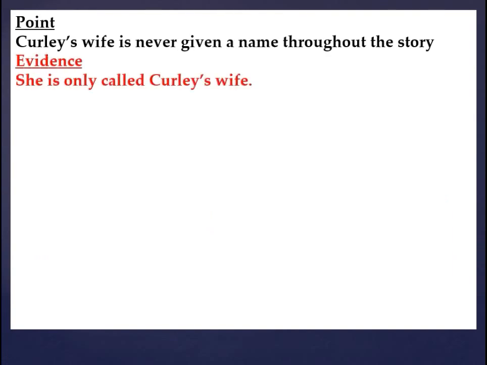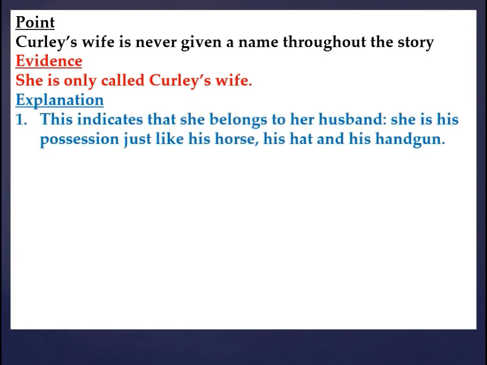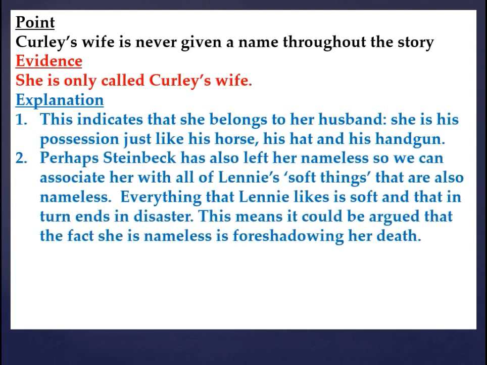My evidence is she's only called Curley's wife. My first explanation is this indicates that she belongs to her husband. She is his possession, just like his horse, his hat and his handgun. Then I'm going to talk about the thing I talked about with Lennie's soft things. Perhaps Steinbeck has also left her nameless so we can associate her with all of Lennie's soft things that are also nameless. Everything that Lennie likes is soft, and that in turn ends in disaster. This means it could be argued that the fact she is nameless is foreshadowing her death.